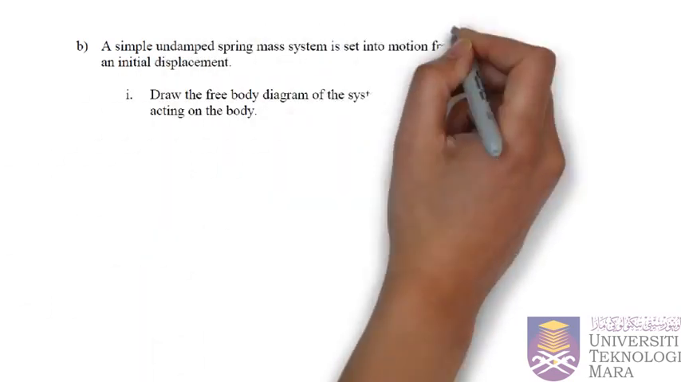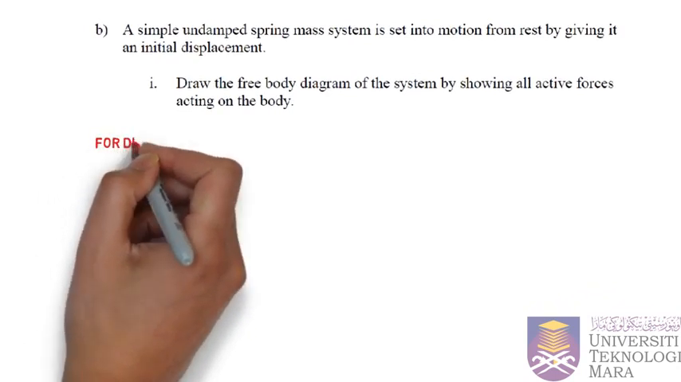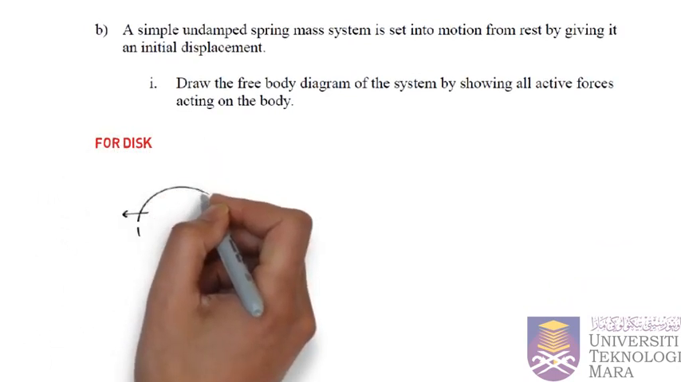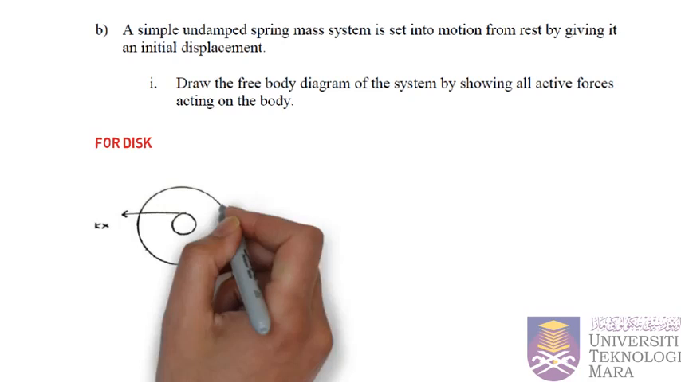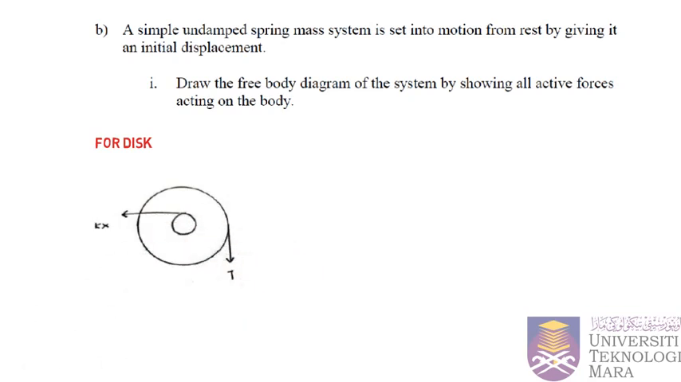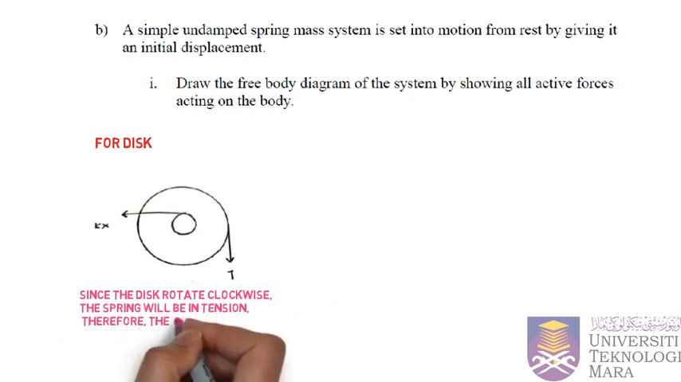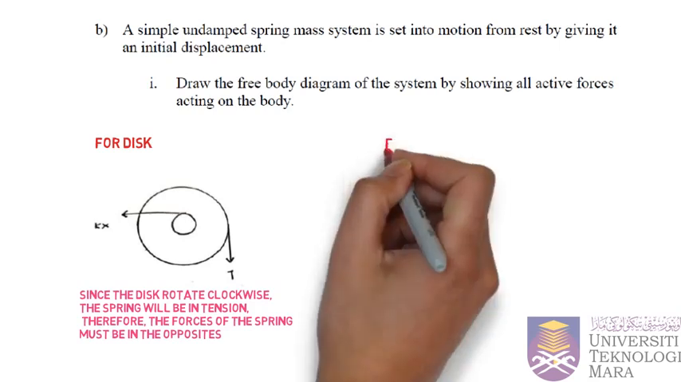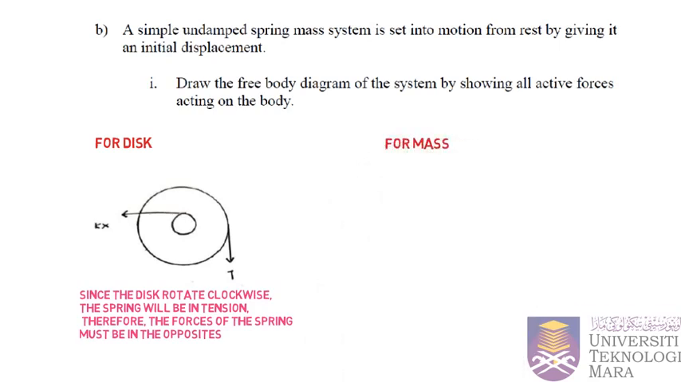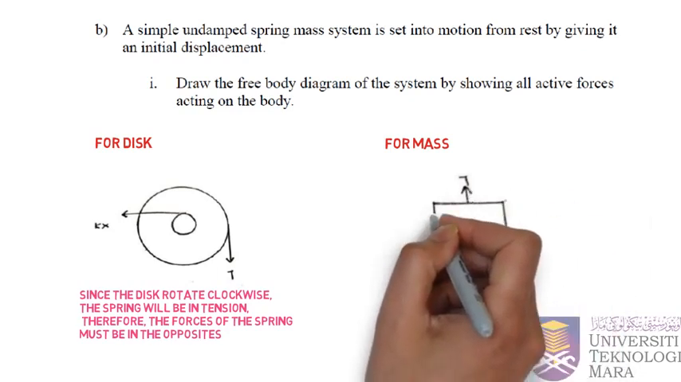B. A simple undamped spring mass system is set into motion from rest by giving it an initial displacement. The first question is, draw the FBD of the system by showing all active forces acting on the body. Based on the system, two FBDs must be drawn. The first one is for the pulley, and the second one is for the mass. The pulley consists of two forces, which are spring force and tension force, while the mass, which is linear, also consists of two forces, which are tension force and weight force.